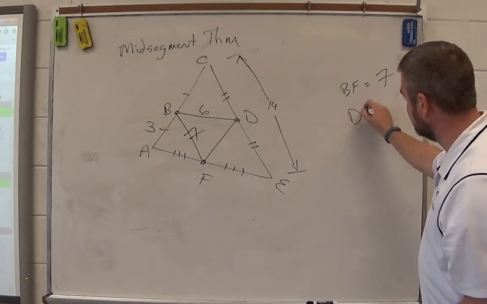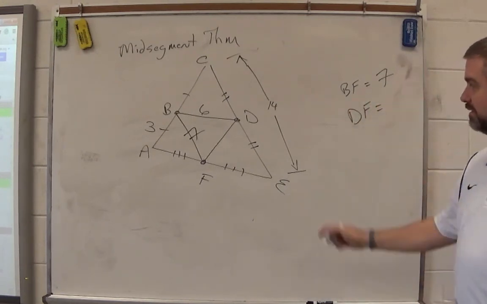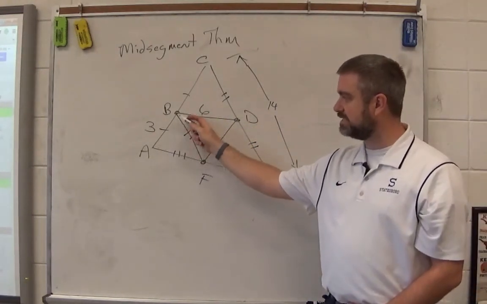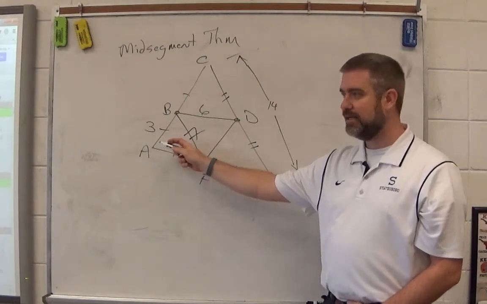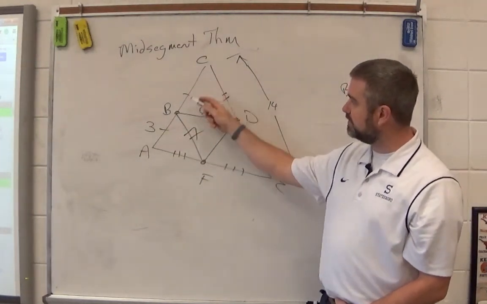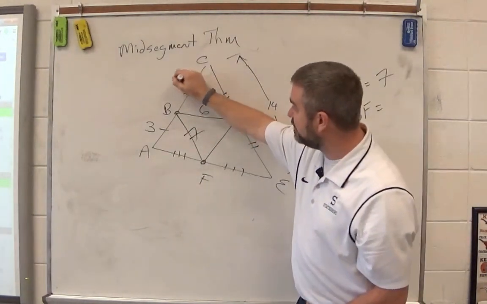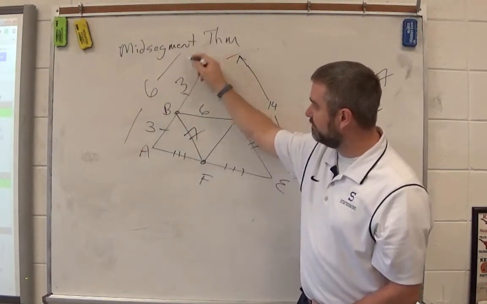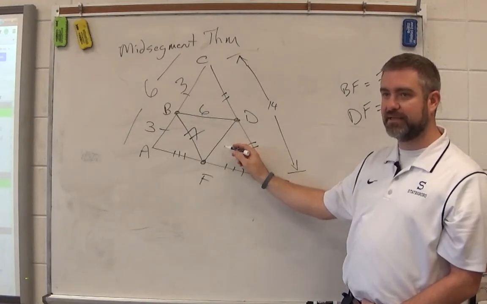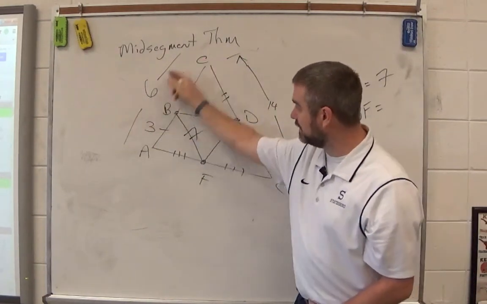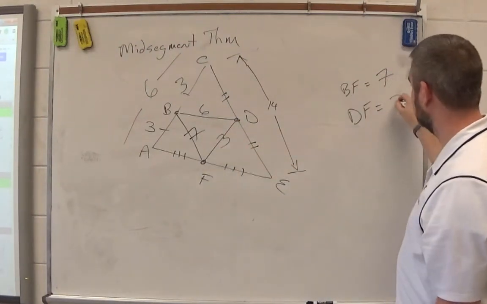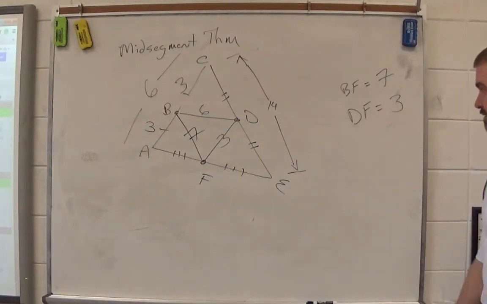Okay, we'll do that one. DF. It's 3. This distance here is the same as this distance. Does that make sense? Yep. If this one was 3, what would this one have to be? 3. It would have to be 3 as well, which makes 6 for the total. If the total is 6, what does the mid-segment have to be? 3. It has to be 3. See how those go together?